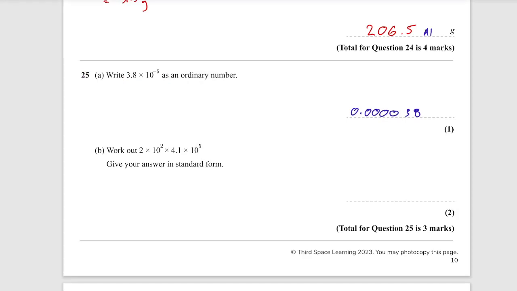Right, so we're looking at the number part is going to be 2 times 4.1, and my index or power part. So my number part becomes 8.2, and my power part becomes 10 to the, we add the powers, so 7. So 8.2 times 10 to the 7.